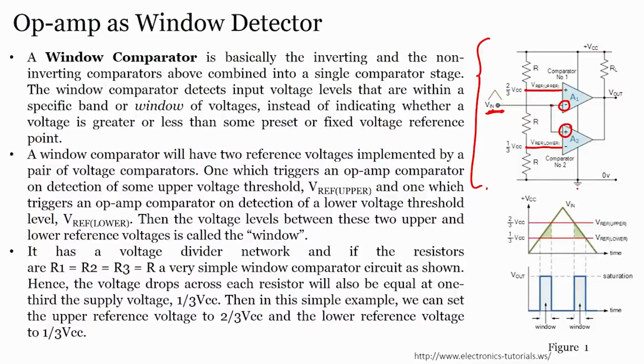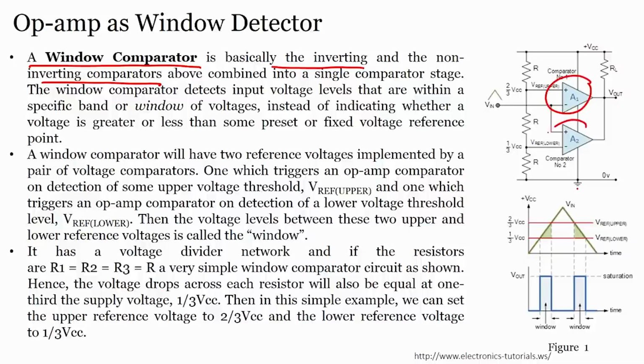Now, once you have this configuration, how will the circuit work? Let us see how the circuit works. A window comparator is basically the inverting and non-inverting comparators. You see, inverting and non-inverting comparators, right.